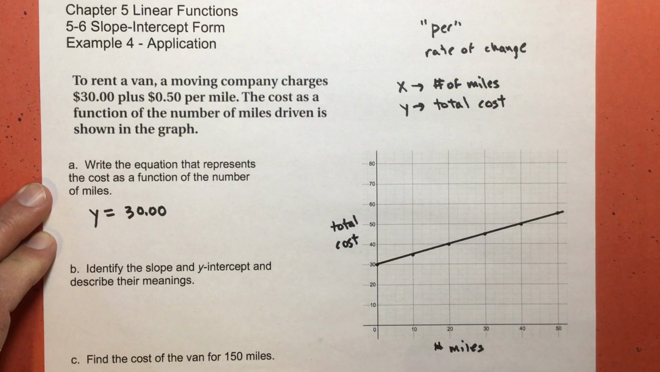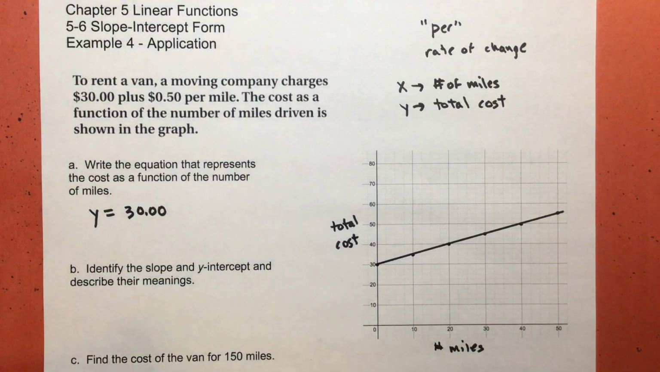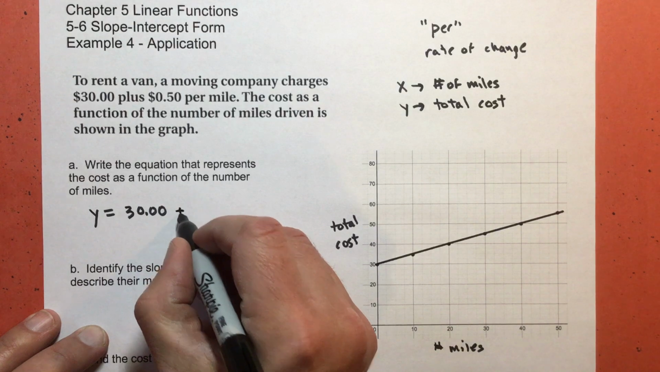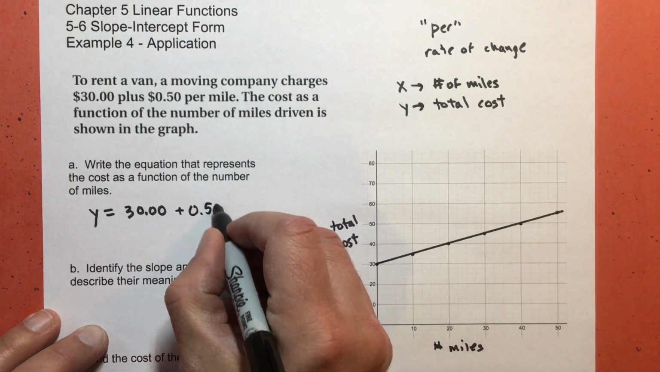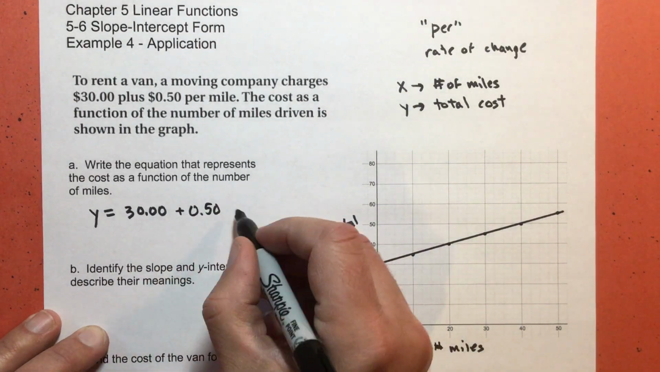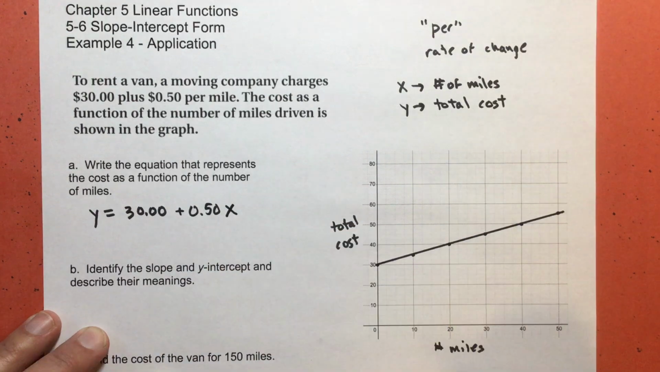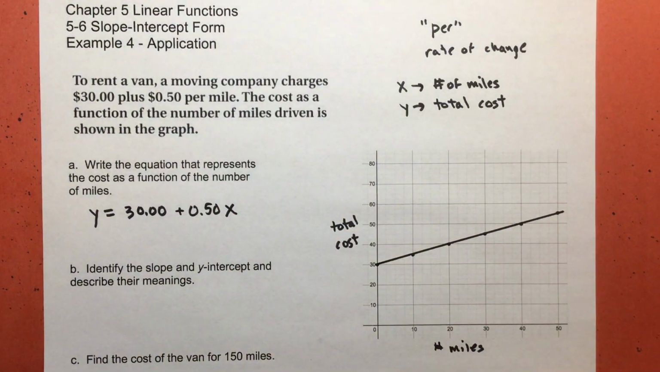You get the idea. How do I write that as an equation? Well, instead of repeatedly adding 50 cents, I'm going to multiply my 50 cents, 0.50, by the number of miles that I drive.